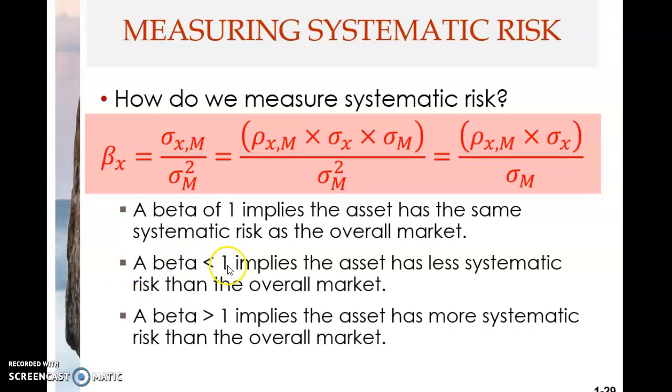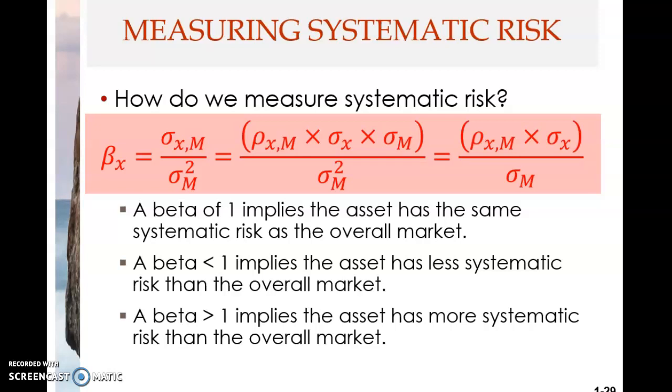When beta is less than 1, it implies that the asset X here has less systematic risk than the overall market. Okay, and if beta is more than 1, it implies that the asset has more systematic risk. So remember that this beta is a measure of systematic risk, not total risk. Okay, only the systematic portion of an asset's risk. If it is greater than 1, then it has greater systematic risk than the market. If it is less than 1, then it has less than the market. That's the implication.